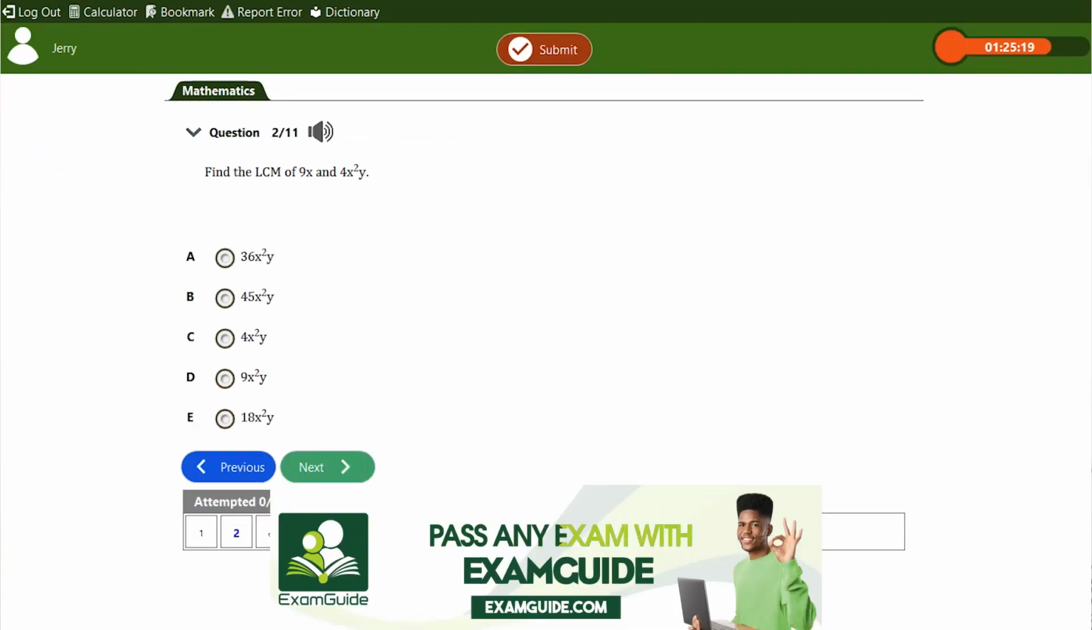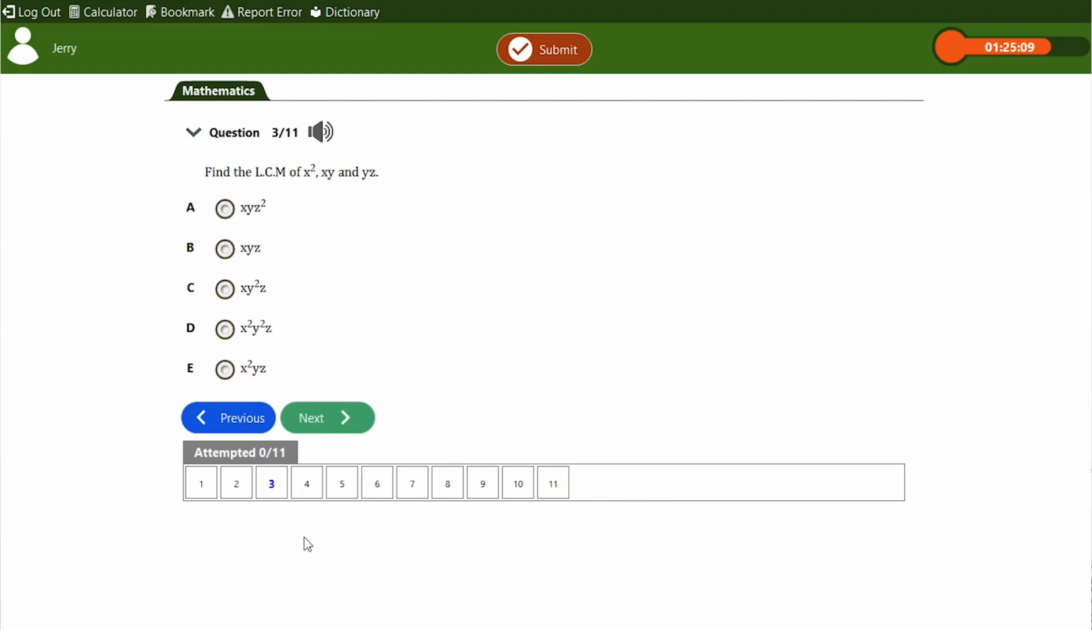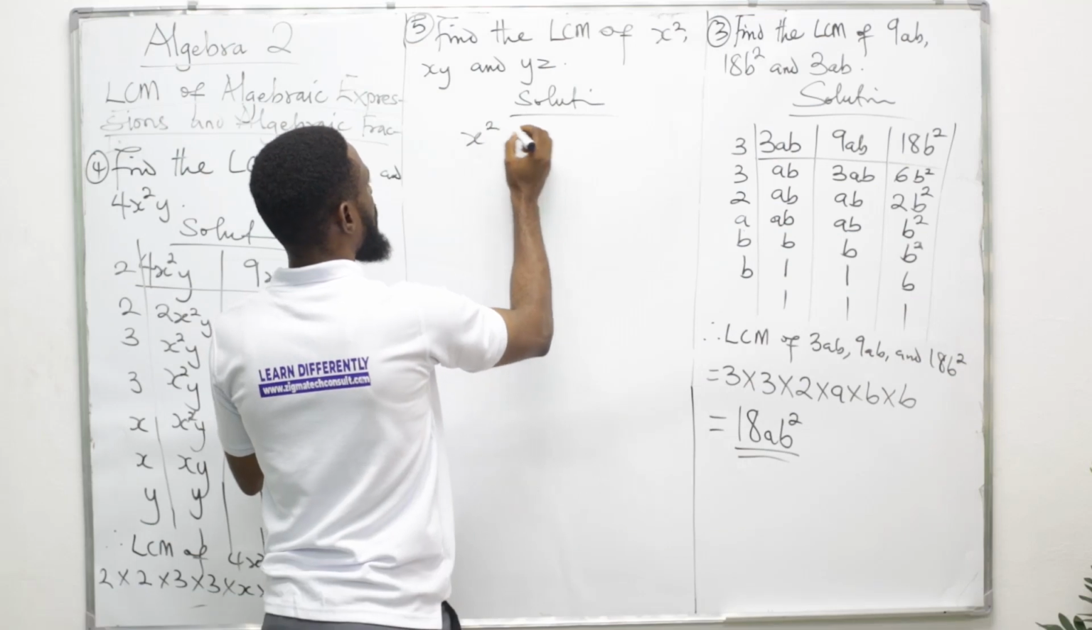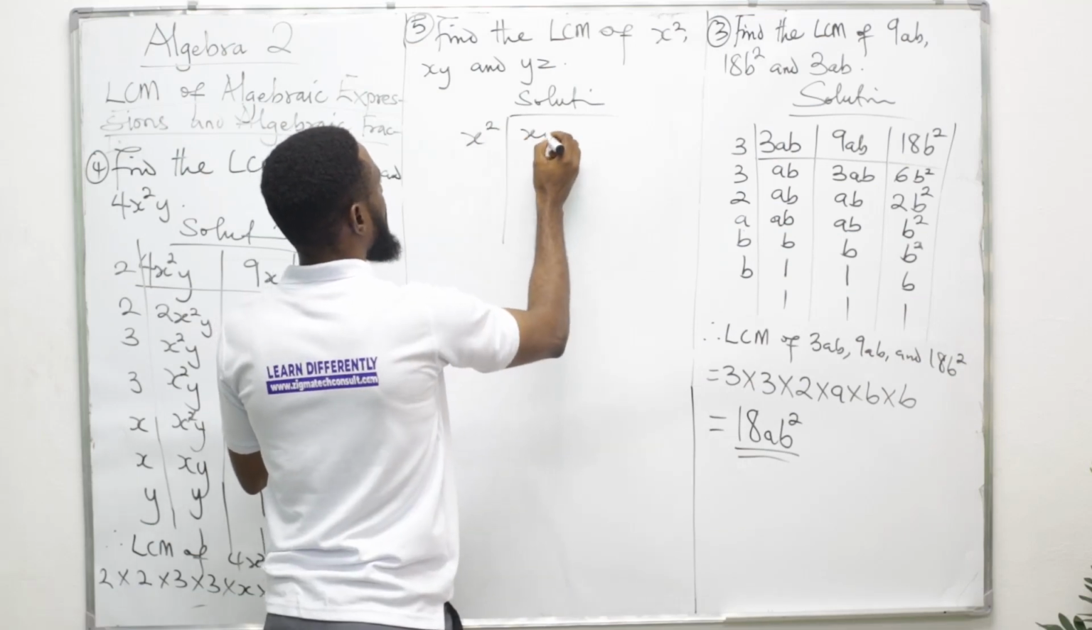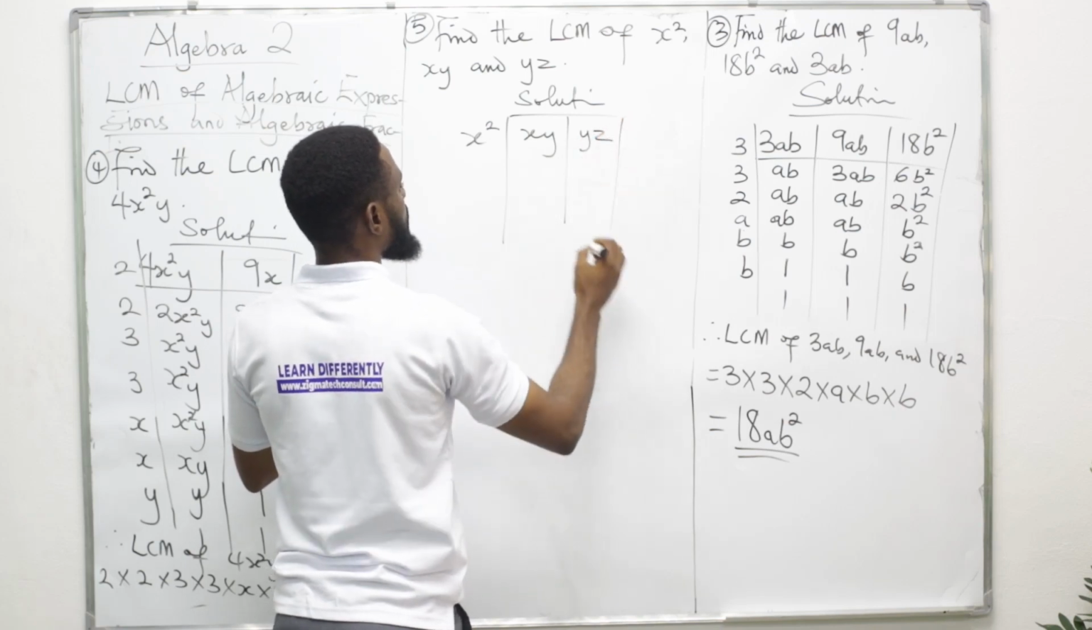Okay? So let's see if we can get, okay, this one, there is no number. We have just letters. They ask us to find the LCM of those letters we have there. So number 5, solution. So they are asking us to find the LCM of this. Simply put them, this is x squared, then we have xy, then we have yz. Okay?